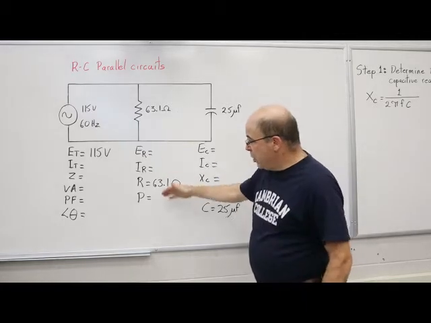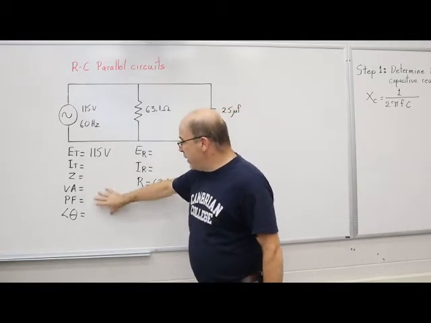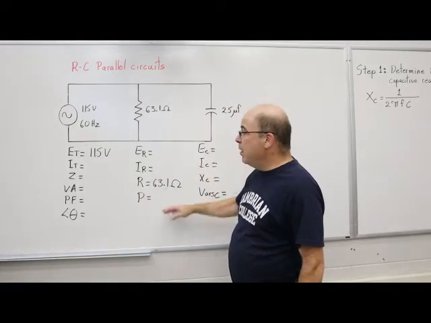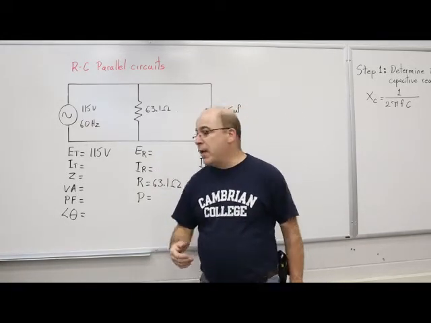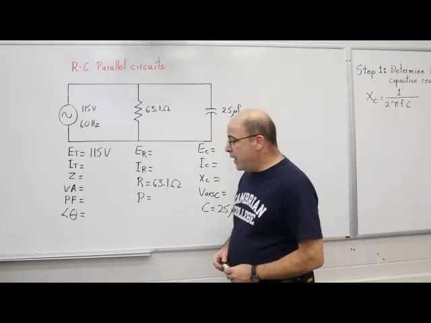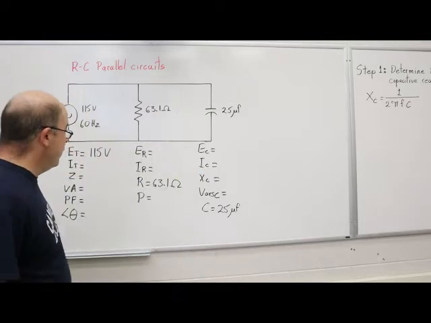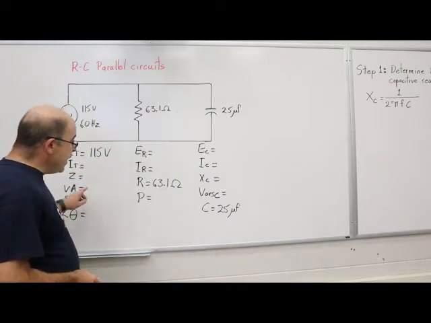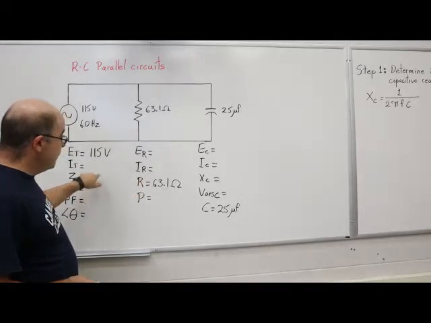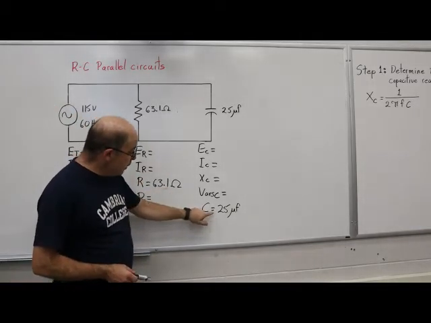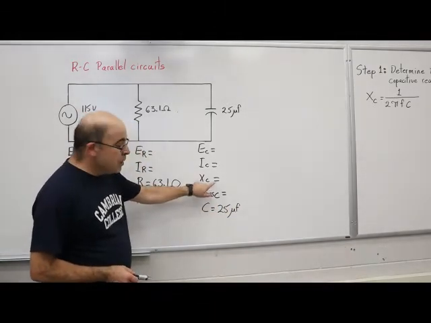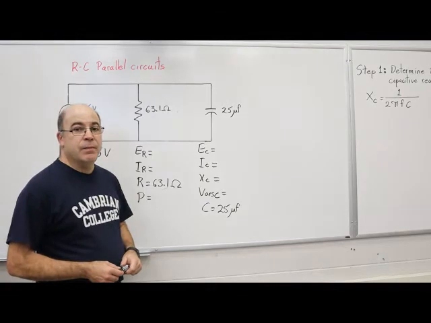Looking at the chart, you can see all of the given values, and I've got an awful lot of empty spaces here. We're going to go through the whole process of how to fill this in. First things first, given what I've got to work with, I can't go anywhere. I can't find impedance until I actually convert this value of capacitance into capacitive reactance.